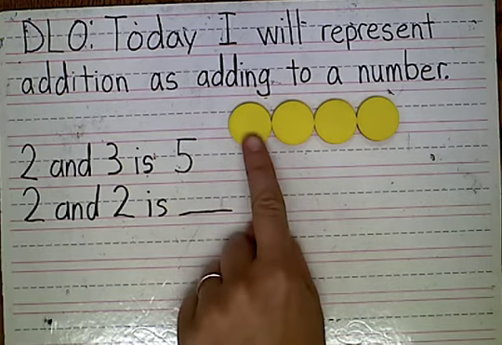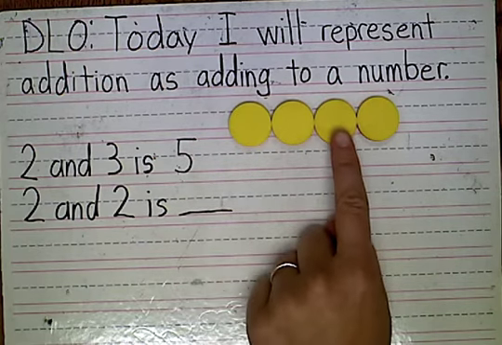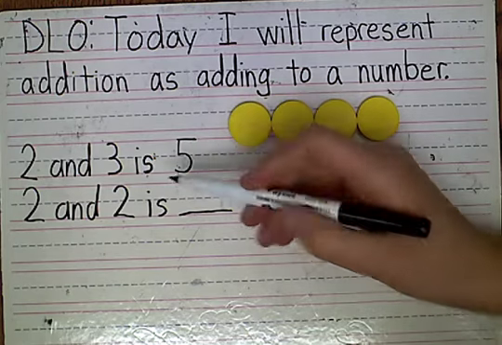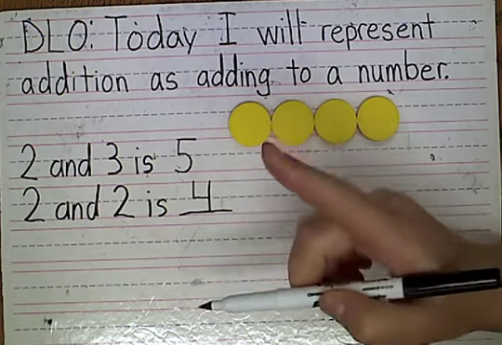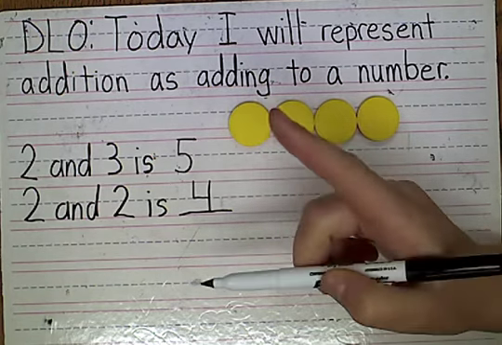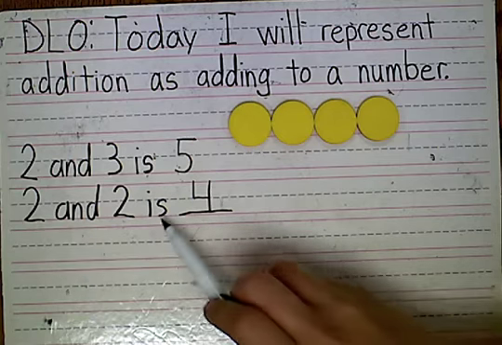Let's count. 1, 2, 3, 4. Down, over, down some more. That's the way you make a 4. 2 and 2 is 4. I want you to say it just like that. 2 and 2 is 4.